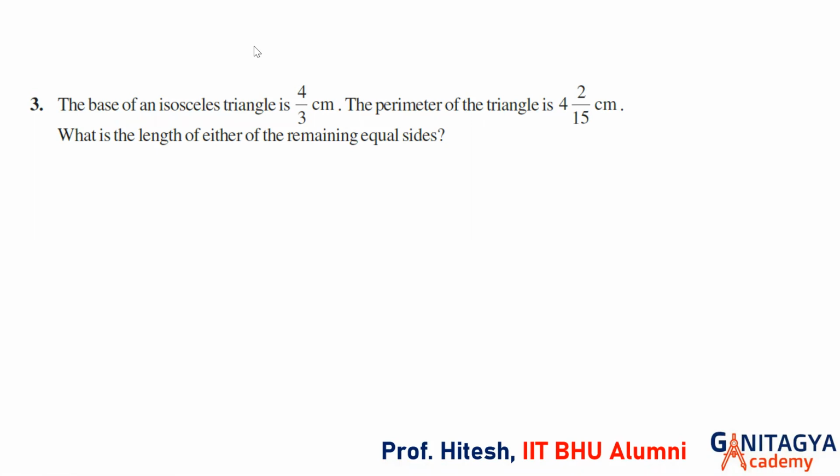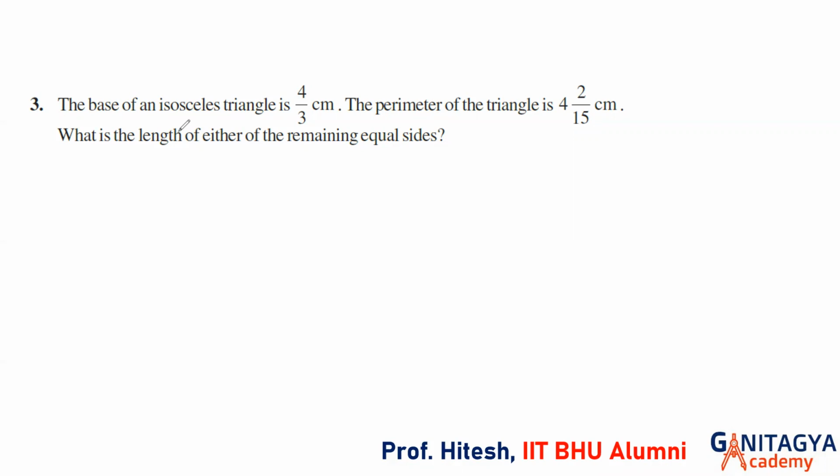Today we are discussing linear equation in one variable. So this is our question number 3. Please write it down. The question is, the base of an isosceles triangle is 4 by 3 centimeter, and the perimeter of the triangle is 4 2 by 15 centimeter. So what is the length of either of the remaining equal sides?